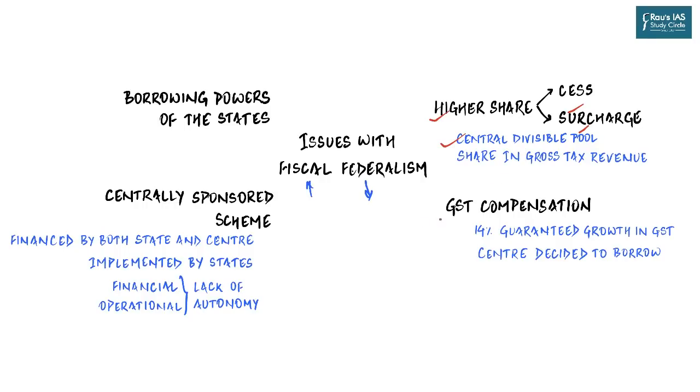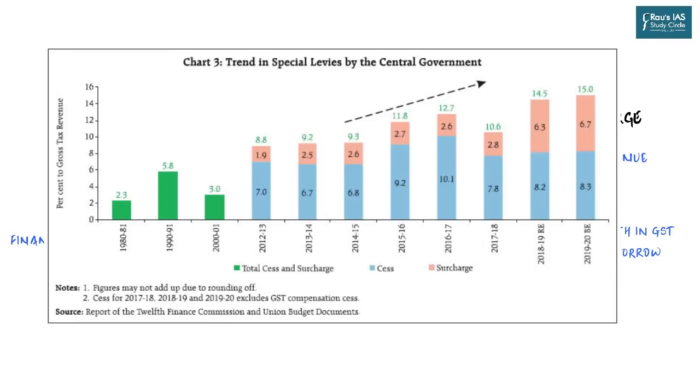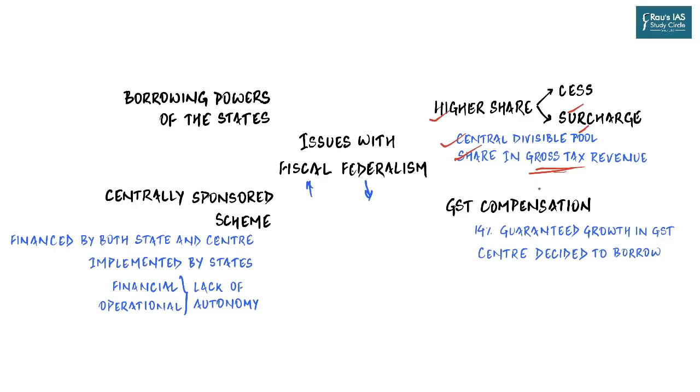Over a period of time, the center has been imposing a large number of surcharges and cesses to mobilize revenues. A case in point is the recent introduction of the agri-infrastructure cess in Union Budget 2021-2022. And not to anyone's surprise, the share of these cesses and surcharges has increased as a percentage of the gross tax revenue of the center, from 2.3% in 1980-81 to 15% in 2019-20. While they are seen as an important source of revenue for the center, they are seen as an illegitimate way of depriving the states of resources that rightfully belong to them.